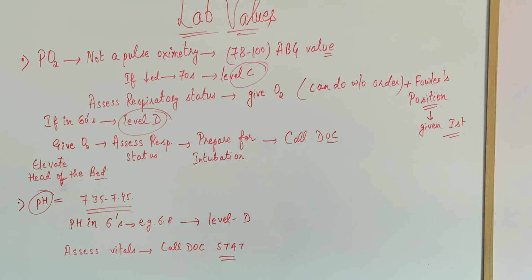And pH level, if it is in 6s, for example 6.8, 6.2, 6.5, it becomes level D. The patient is in acidic condition. In that condition we have to first check the vital signs and call the doctor.